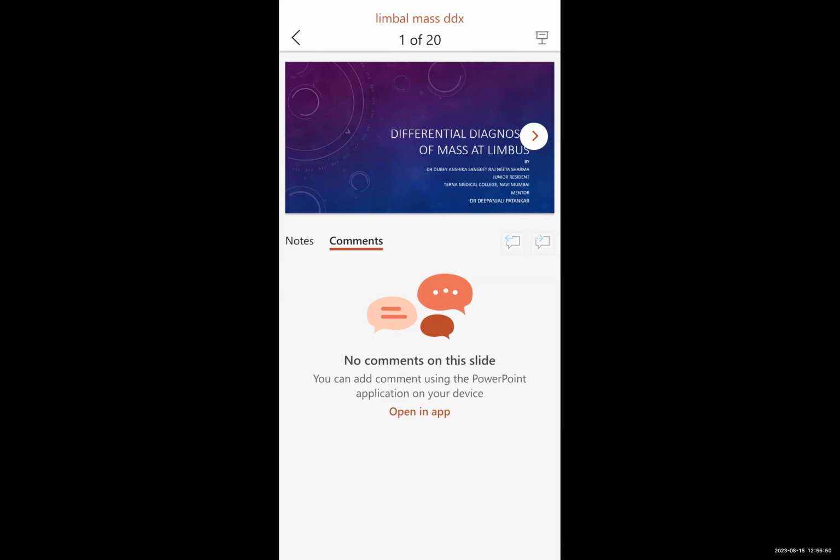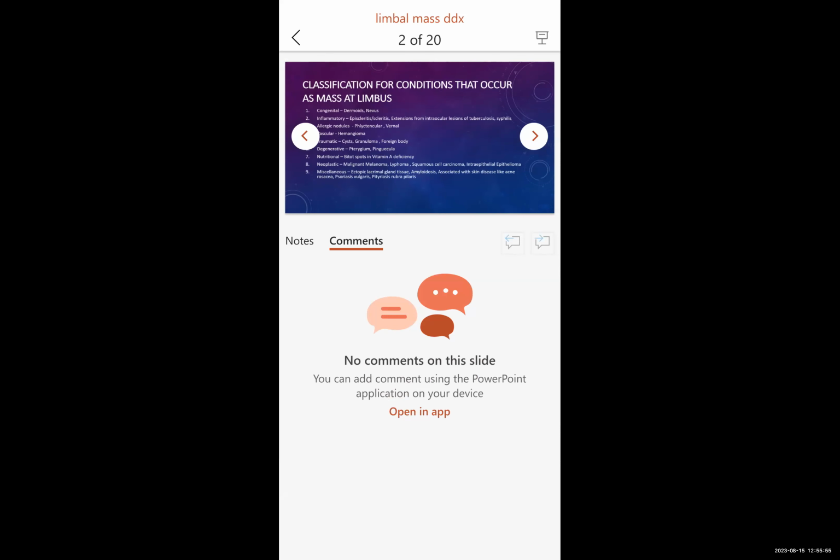Good afternoon. Myself, Dr. Anshika Dubey, presenting the topic differential diagnosis of masses at limbus. The various conditions can be classified into: one, congenital, example dermoids, nevus; second, inflammatory, example episcleritis or scleritis; third, allergic nodules, example phlyctenular, vernal; fourth, vascular, hemangioma; fifth, traumatic, cyst, granuloma or foreign body; sixth, degenerative, pterygium, pinguecula; seventh, nutritional, example Bitot spots; eighth, neoplastic, example malignant melanoma, lymphomas; ninth, miscellaneous, like amyloidosis.